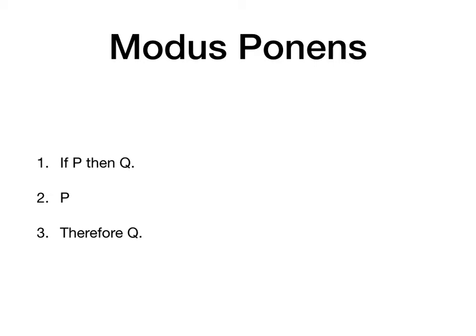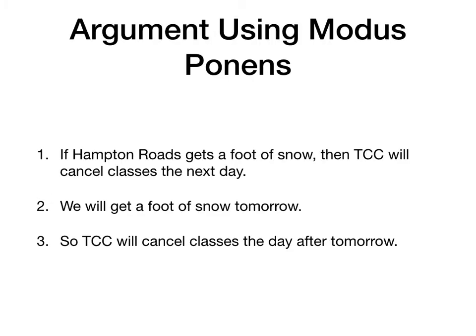Now look, all this, if P, then Q, P, whatever, that's very abstract. I think it helps to give some actual examples that use modus ponens. If Hampton Roads gets a foot of snow, then TCC will cancel classes the next day. We probably don't even need to get a foot of snow. I'm guessing half an inch would do it. But a foot would definitely do it.